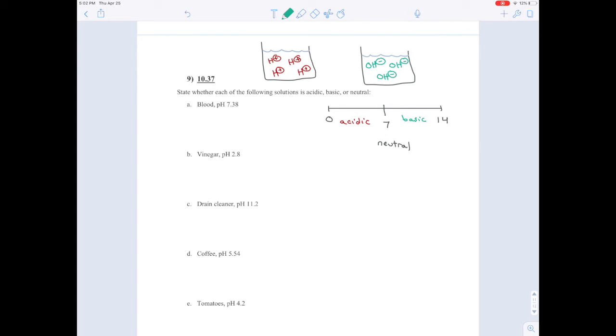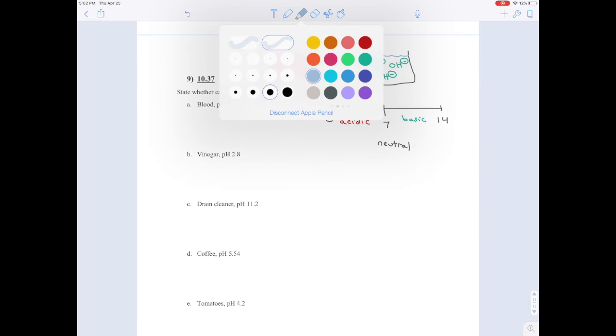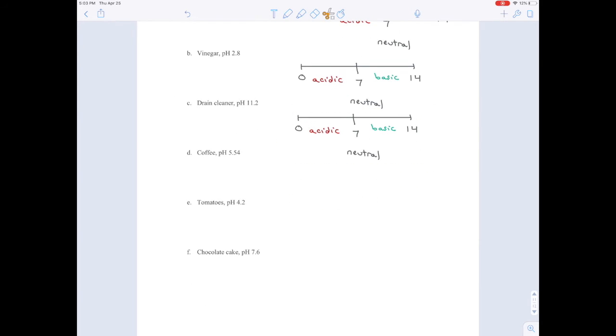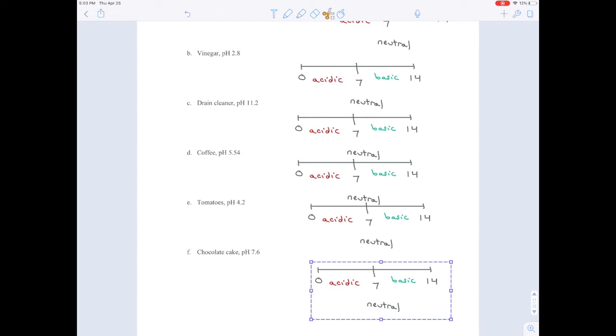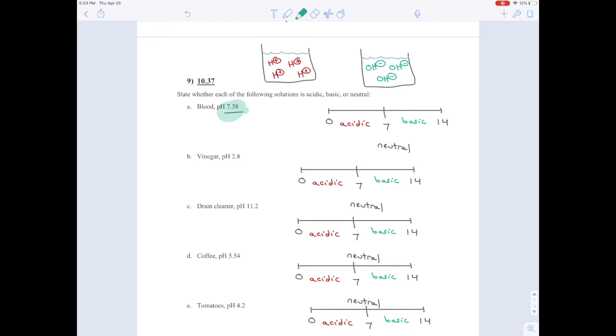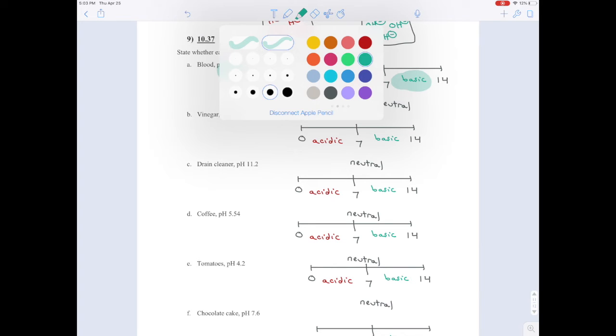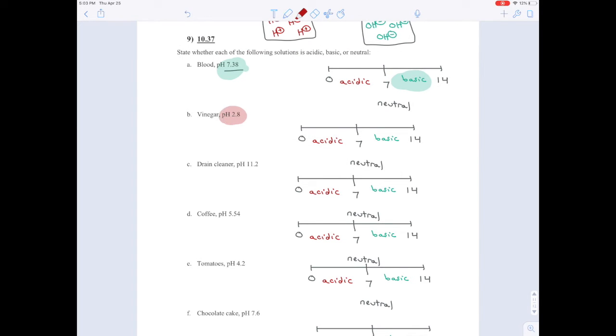All right, so here we have, for A, 7.38. That is bigger than 7, and so that is going to be a little basic. Let me recreate this. We'll use this for each of these. So this had a pH of 7.38, so that was basic. Vinegar, pH 2.8. That is lower than 7, and so that is acidic.